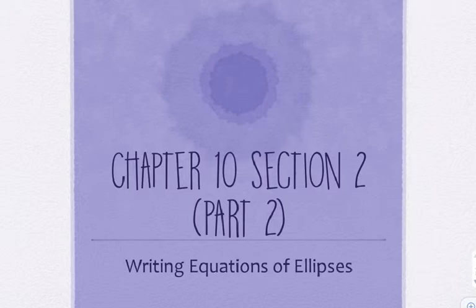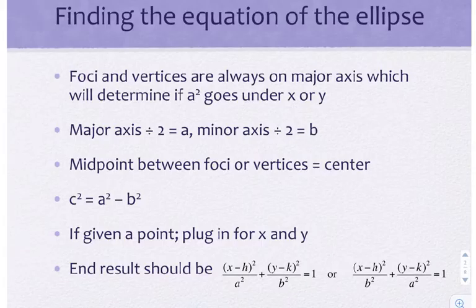All right, so we're going to talk about how to find the equations of these ellipses. So that's what 10.2 part 2 is. Here are some tips. If they give you the foci or the vertices, you'll know those are always on the major axis, which will determine if the a squared goes under the x or the y.